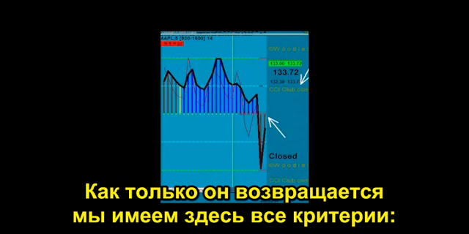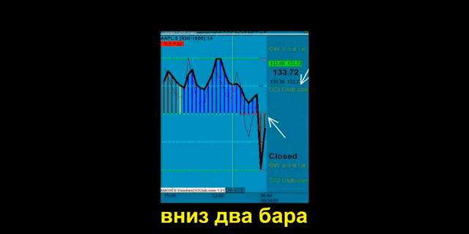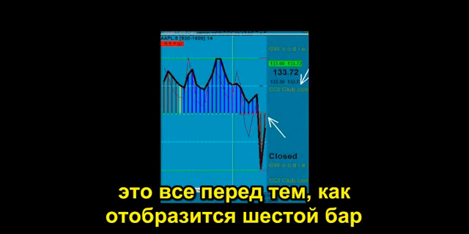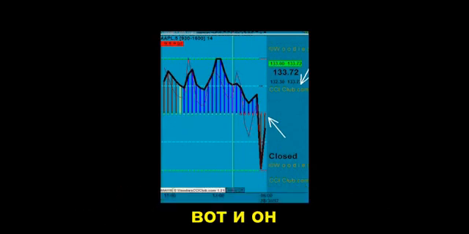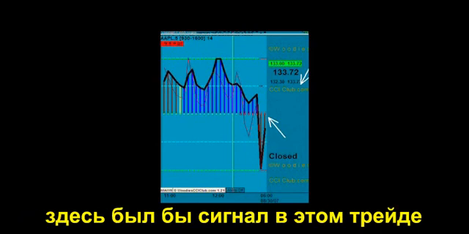As long as it comes back and has the criteria of solid blue on the chop zone indicator, we allow 2 bars. We got 1 bar of brown there, as long as it's before the 6 bars print, which it is. We can't really draw a trend line on this one, so that would be the trigger on that trade.